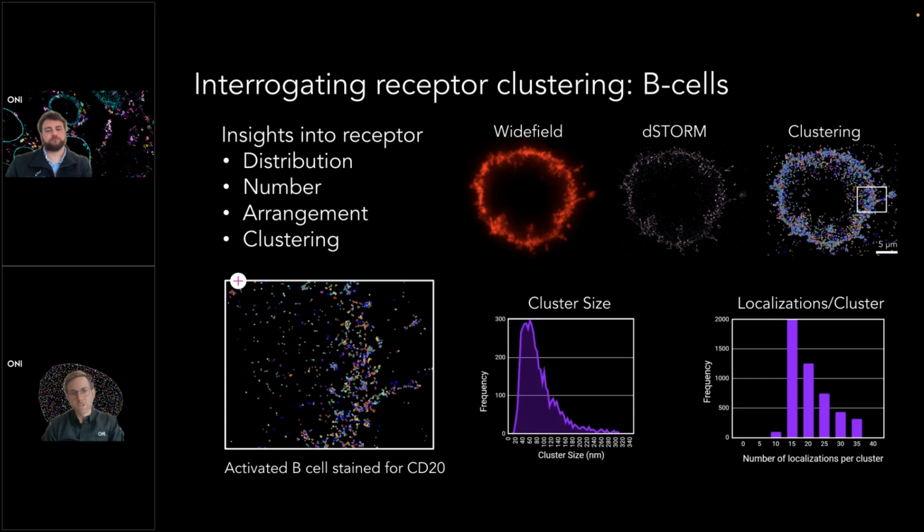And you can do some downstream quantification, the number of localizations per cluster, cluster size, and compare these between different experimental conditions to help understand, again, how a certain antibody is working or a certain capture surface is working for your experiments.